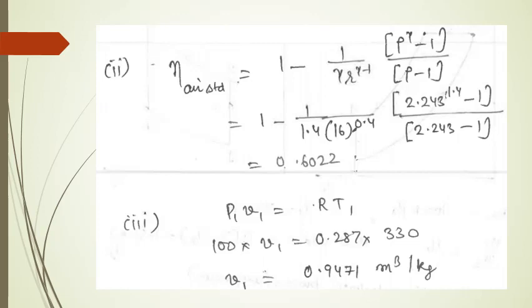For state 1 we write the state equation P1 V1 equals R T1, and with the help of this expression we find the value of V1, which comes out to be 0.9471. Remember again that pressure has to be kept in kilopascal as volume is in meter cube per kg, that is, it is a specific volume. R is in units of kilojoule per kg per Kelvin, and temperature is in Kelvin.